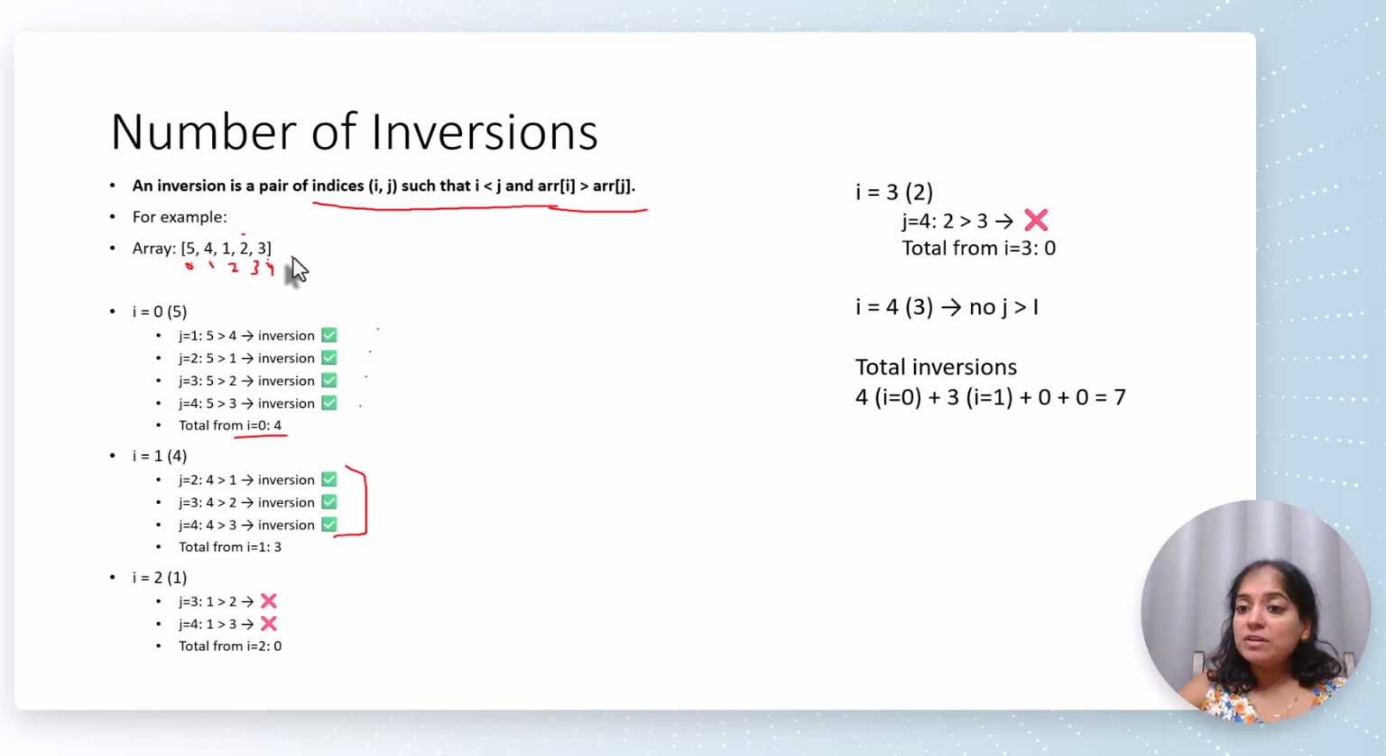So how many total inversions do you have here? 4 plus 3, which comes out to be 7. So there are a total of 7 inversions. We need to check how many inversions there are, because accordingly we need to perform that number of swaps to arrange the elements in ascending or descending order.